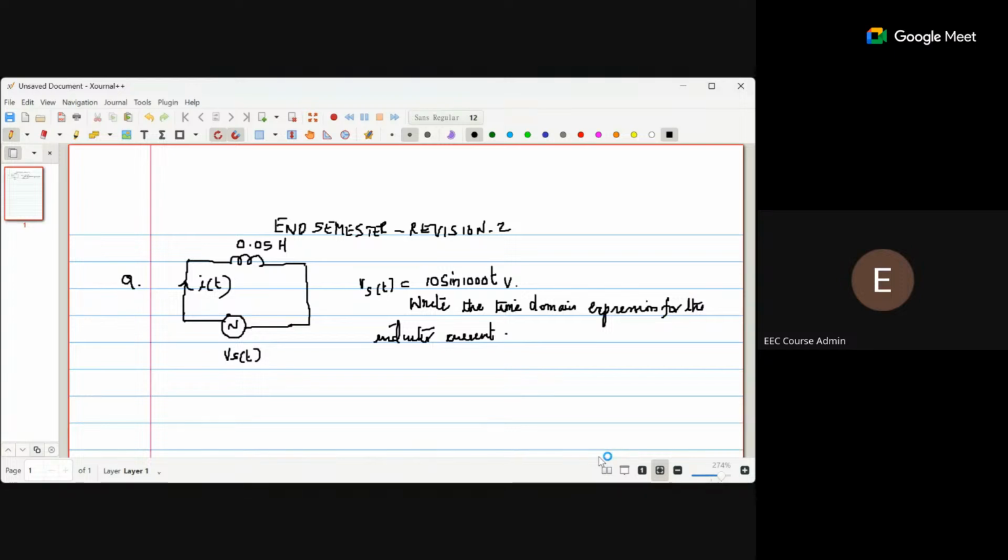So you have this Vs of t applied across the inductor of value 0.05 Henry as shown. So a time varying current would be set up in the circuit. The expression for the Vs of t is given, and you are asked to write the expression for the inductor current in the time domain.